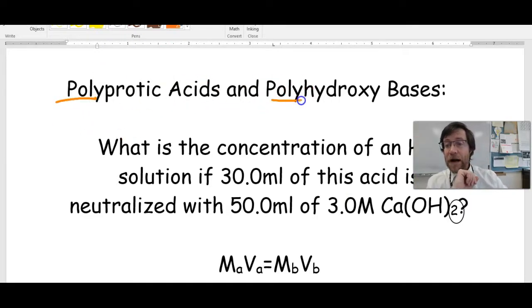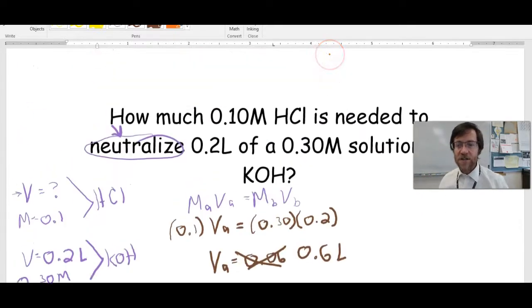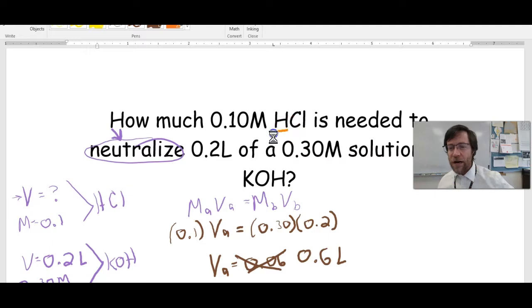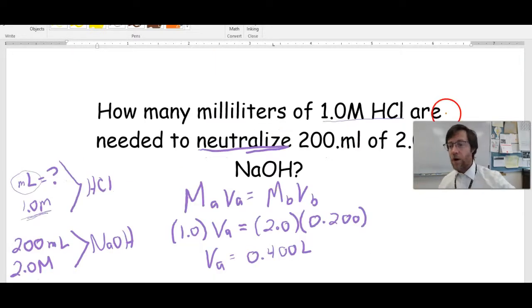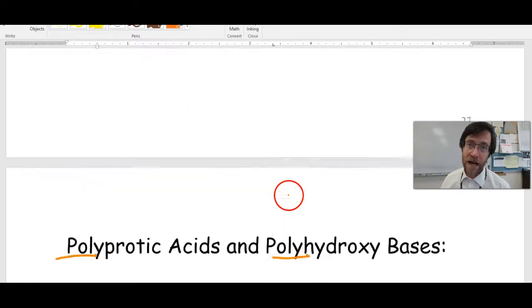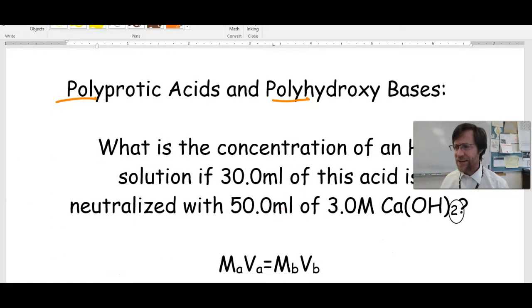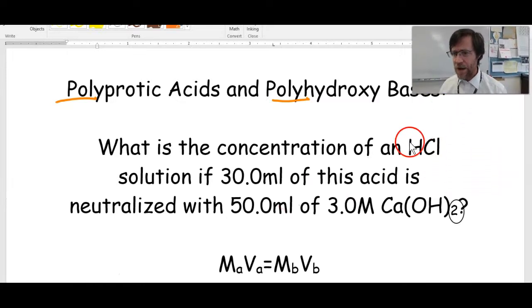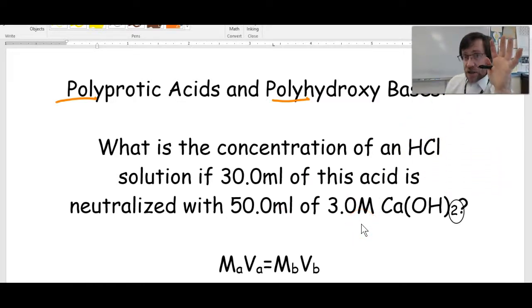Okay, so look: polyprotic acids and polyhydroxy bases. If you look at the acids and bases we had up here, these ones are all super easy. Look, 1 hydrogen, 1 hydroxide. Hold on. You know it's not going to be that easy. Nature is not all simple, cut and dry, black and white. Never. So there's a little trick we have to do when doing titrations where there's more than 1 hydrogen or more than 1 hydroxide, which is what polyprotic and polyhydroxy mean.